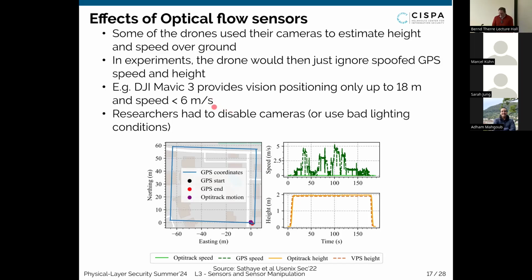So what did they do to try to get rid of this kind of countermeasure? They had to either disable the camera or turn off the light in the lab. Of course, turning off the light was a little bit easier. And in those scenarios, the drone could not use the optical flow sensor anymore, and the GPS spoofing would actually work as expected, which was quite interesting to see.